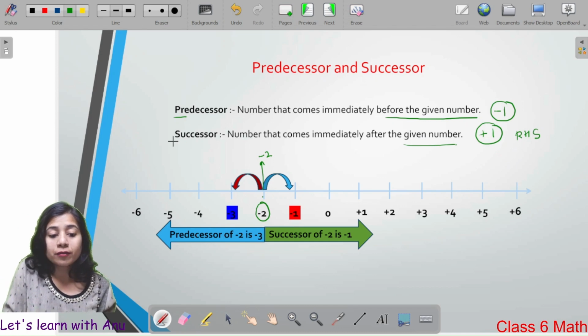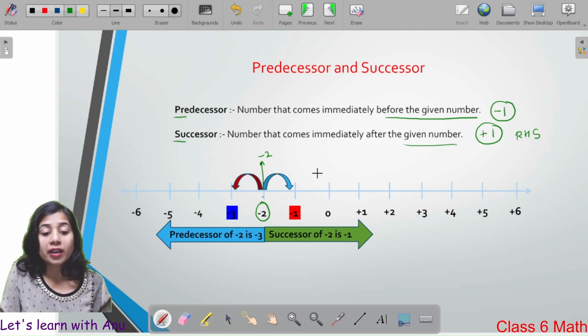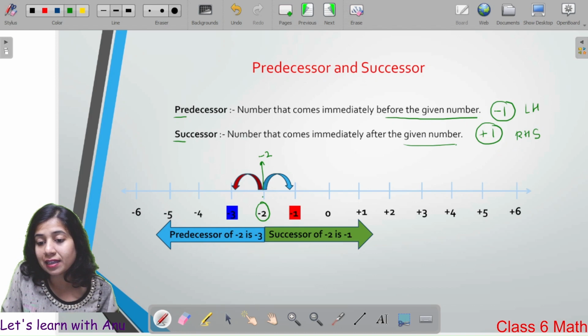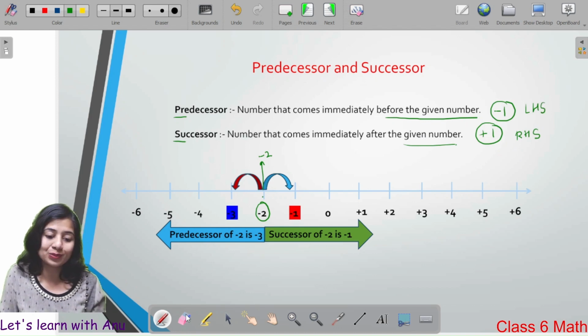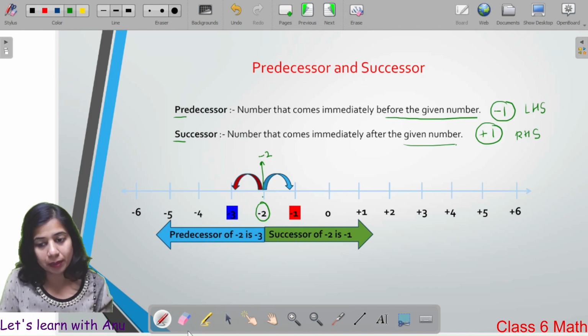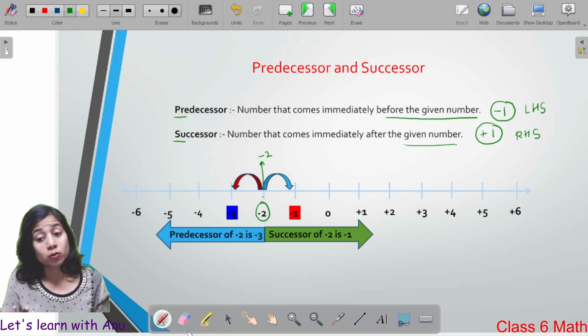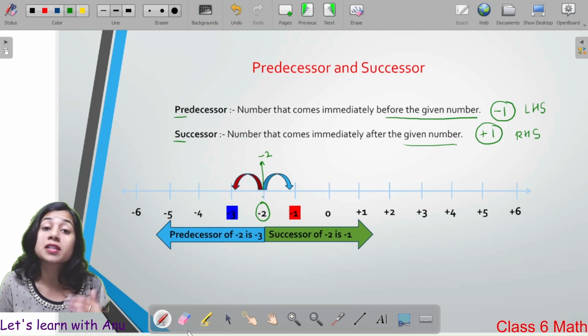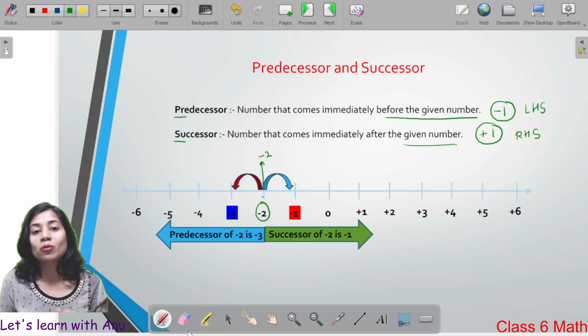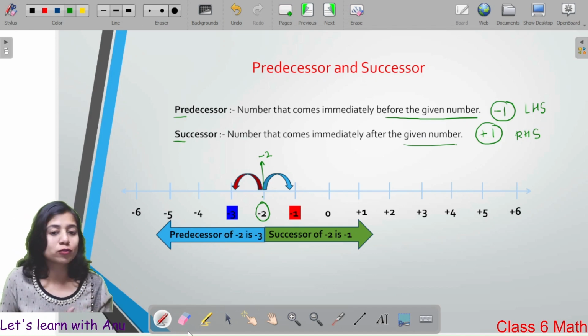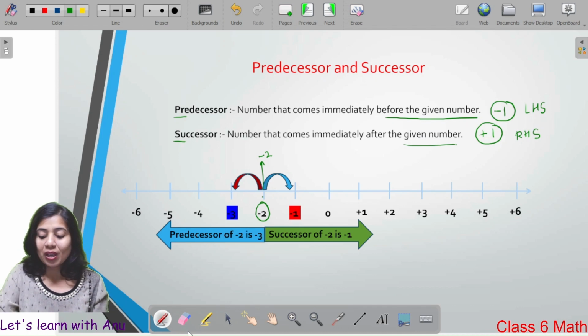And if we have to find the predecessor, it will lie on the left hand side of the given number. So we can use any method. Successor means +1 or move one step to the right. Predecessor means -1 or move one step to the left of the given number. So that's it for today's topic of integers.